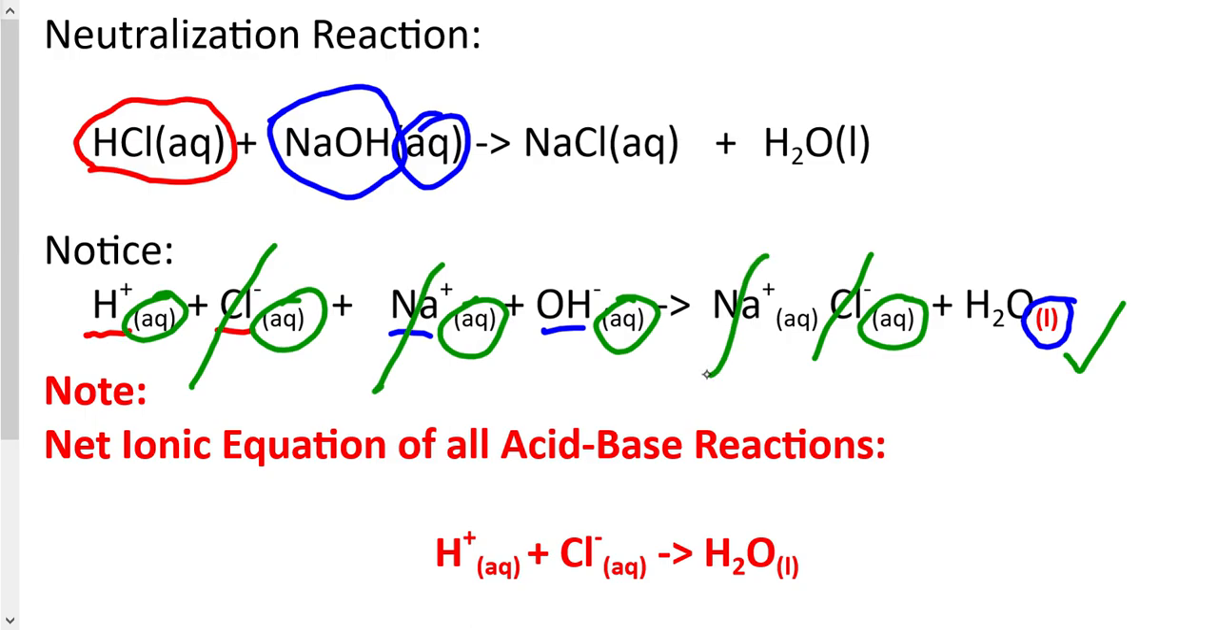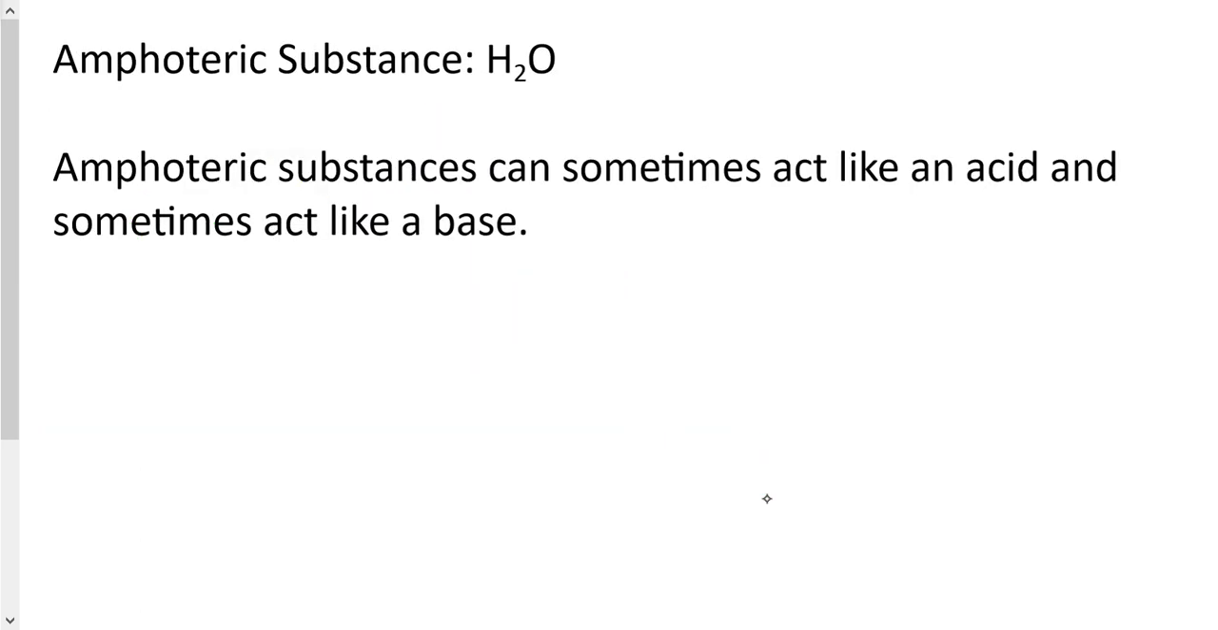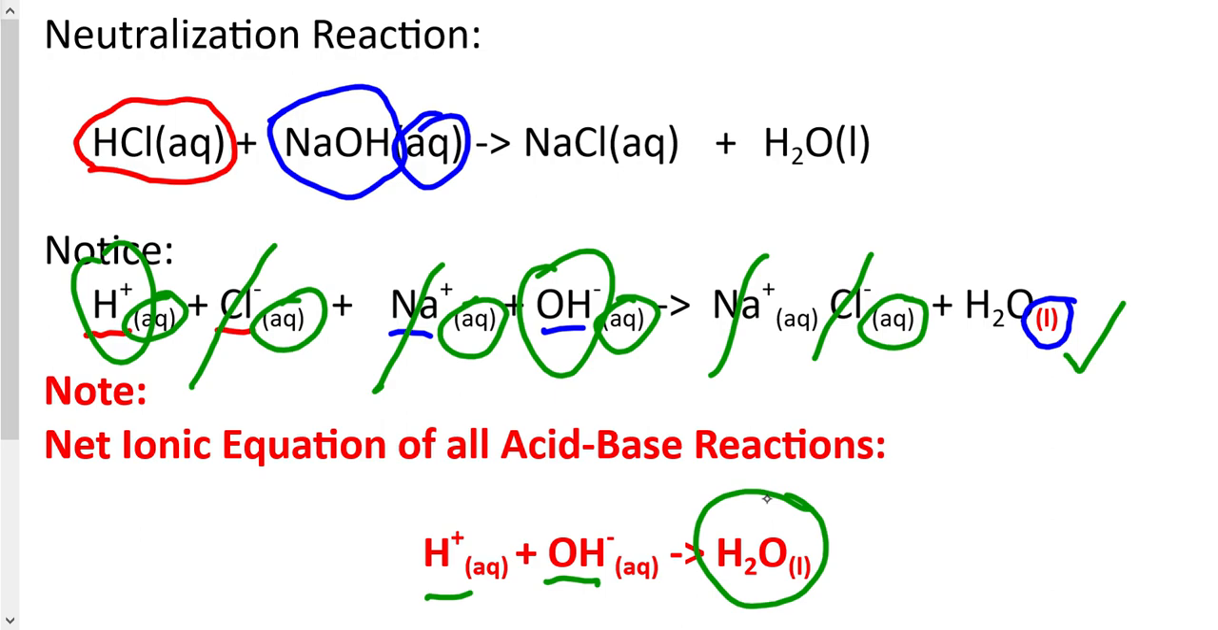But you can notice that H plus from my left side and OH minus from my left side, right? These two changed and formed something new, which is water, a covalent substance. So we had two different ions forming H2O, which has a different phase. And that's our net ionic equation.